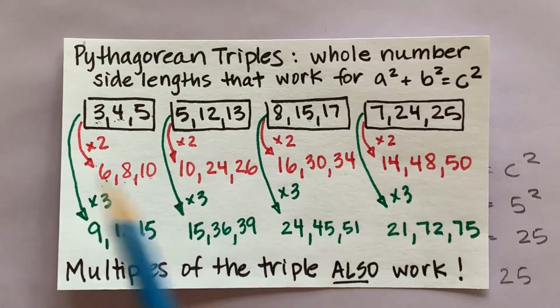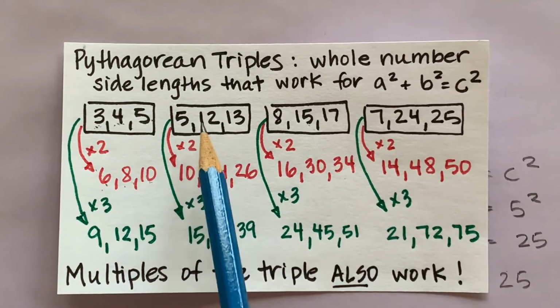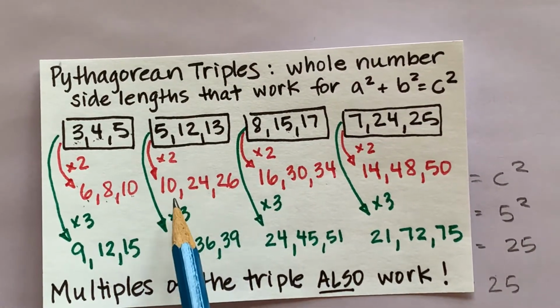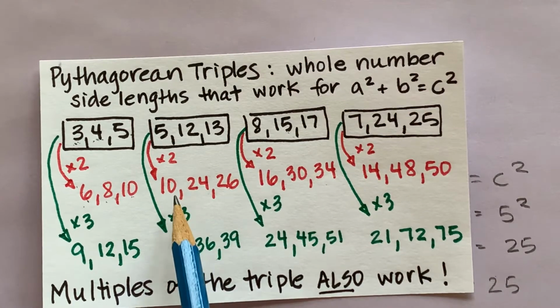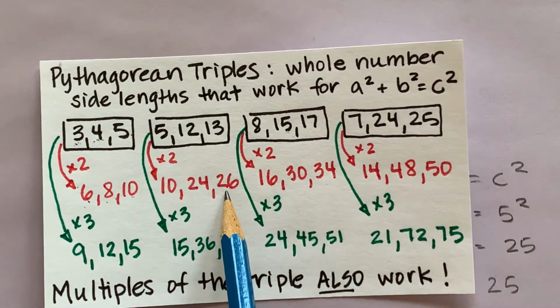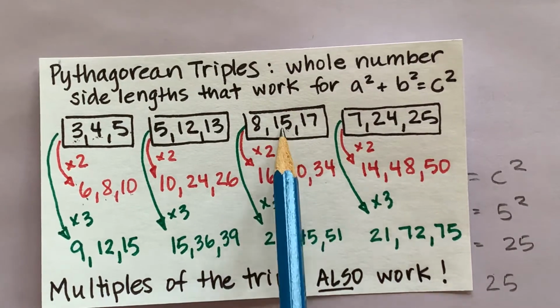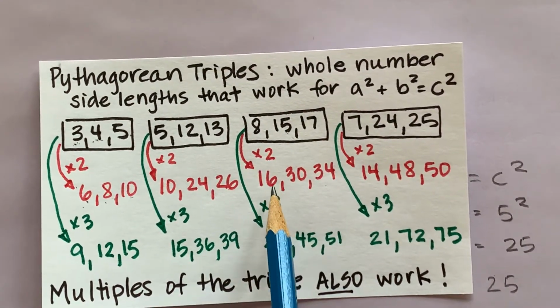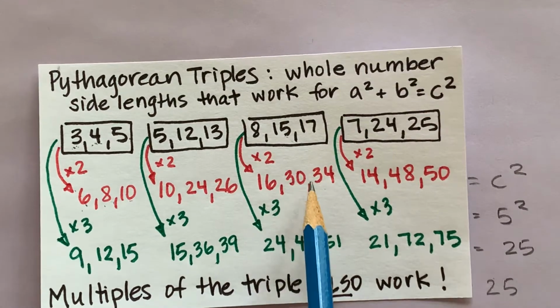Now, that works for all of these. So if I take my 5, 12, and 13 and multiply all the digits by 2, I could also make a Pythagorean triple out of 10, 24, and 26. Same for 8, 15, and 17. If I multiply everything by 2, I can make a Pythagorean triple of 16, 30, 34.